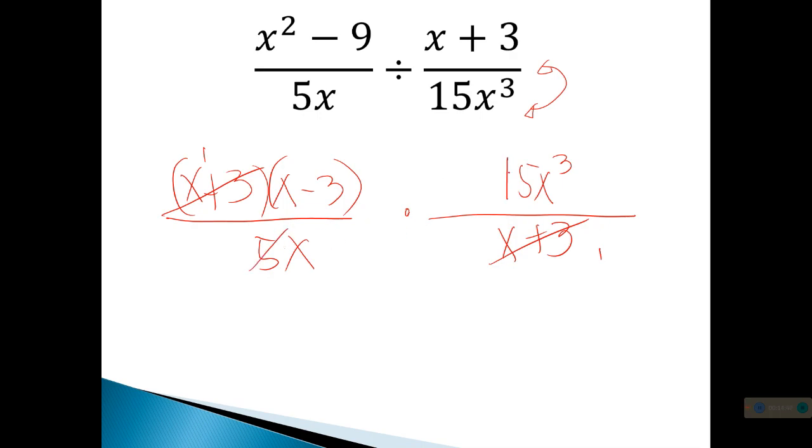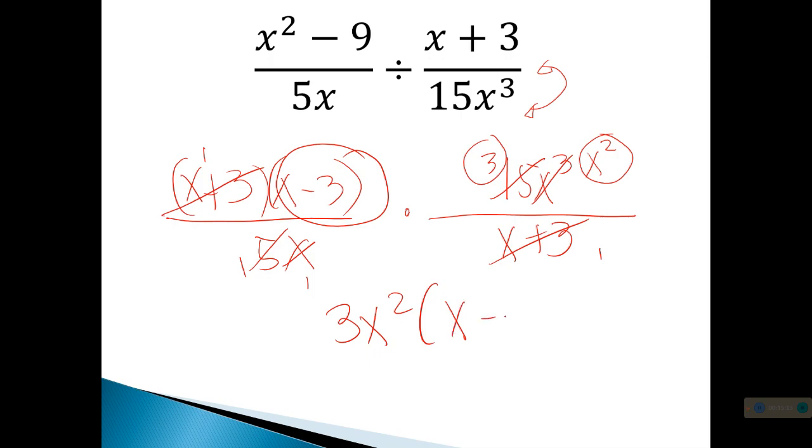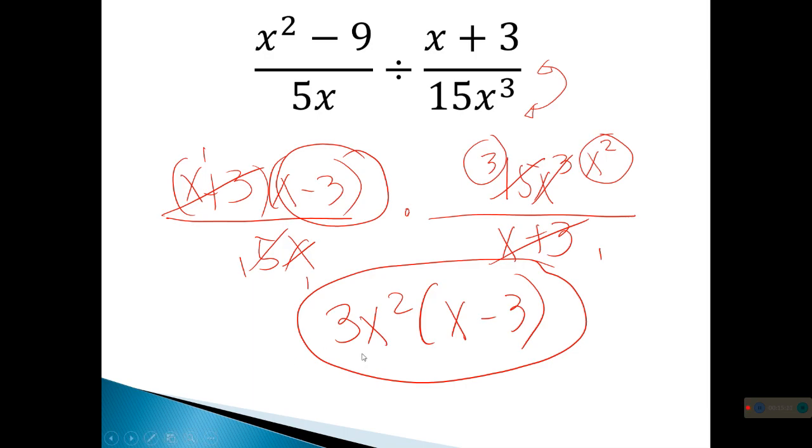And then we have here 5 and 15. So this will become 1 and this will become 3. We have here x, it will become 1 and x cubed here will become x squared. Then we have left on the numerator 3 times x squared times x minus 3. So that's why you will have 3x squared times x minus 3 as our final answer, because our denominator is 1. So you do not have to write 1 if it is in the denominator. But if it is in the numerator, you have to write 1.